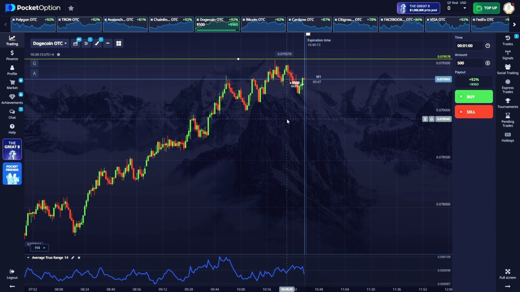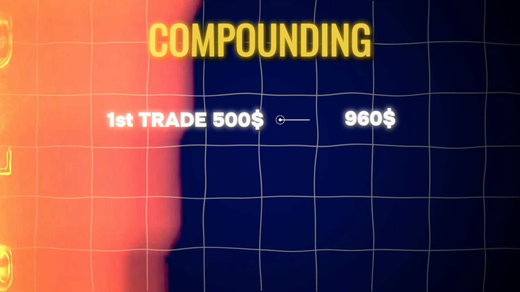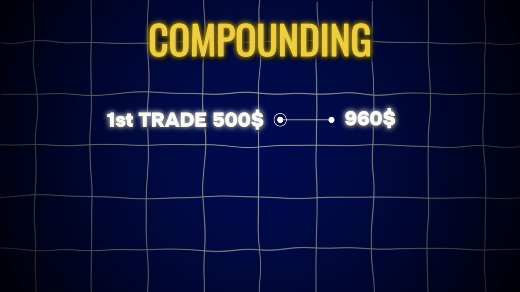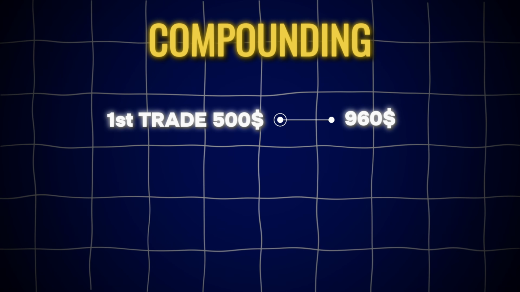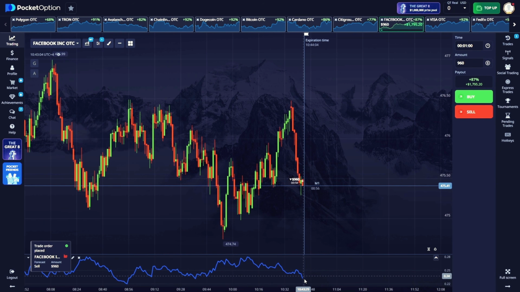The trade is currently going in our favor, just a few seconds left and we've won it. My balance is now $960. Now let's find a trade for $960 on Facebook OTC. I placed a trade for a downward move.